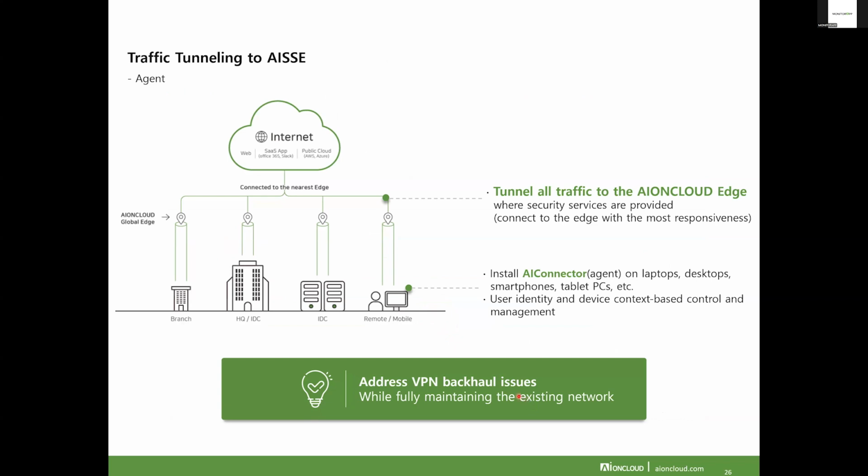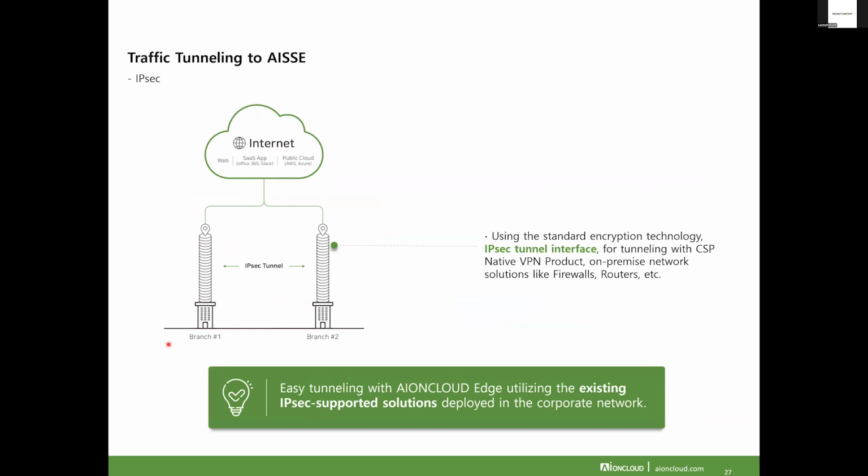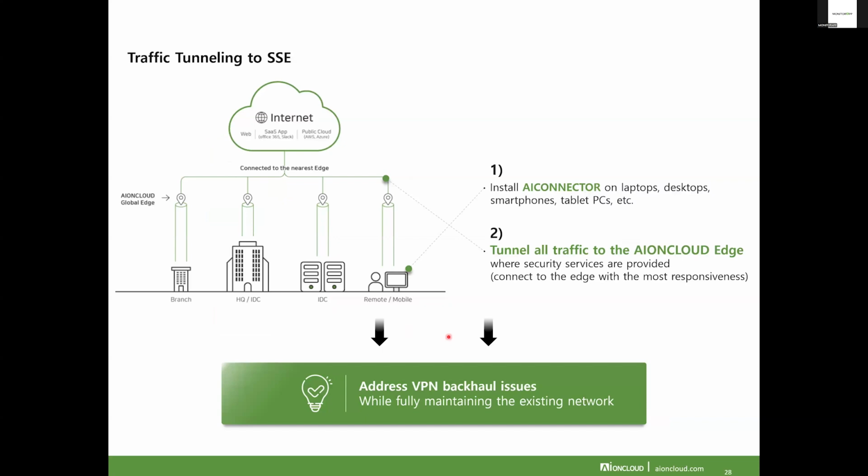There are two ways to connect to the AI SSE, and the first is agent-based. We'll be looking at this more in just a moment. The second way to do it is by connecting branches or locations using existing products such as firewalls or routers and establishing IPsec tunnels to Ion Cloud. But let's take a closer look at the agent, what we call the AI connector.